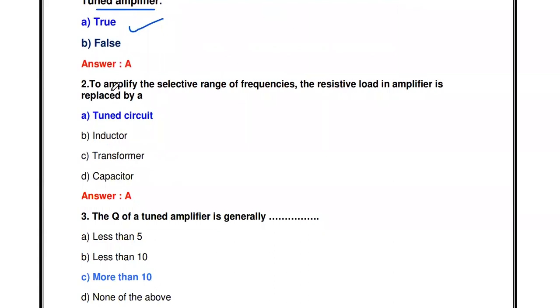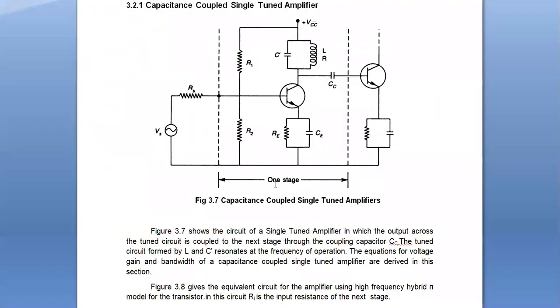Next one: to amplify the selective range of frequency, the resistive load in the amplifier is replaced by dash. So we have to replace it by the tuned circuit. You see this is the diagram for the single tuned circuit. This is the multi-stage single tuned amplifier, and this is the first stage.